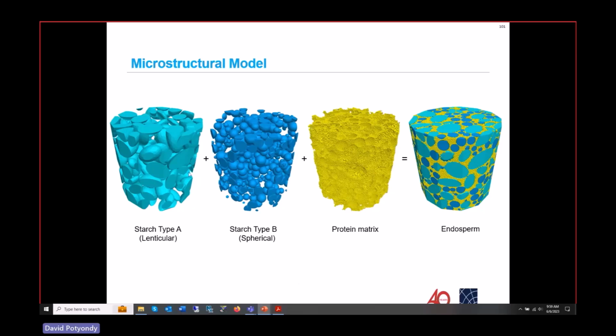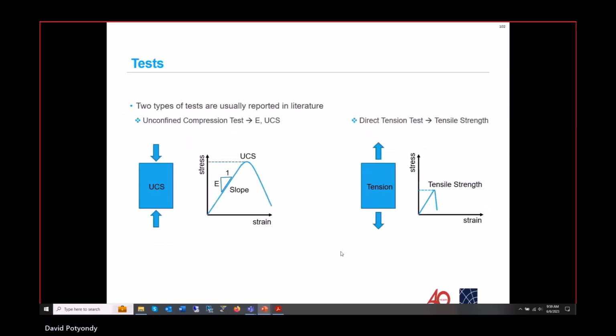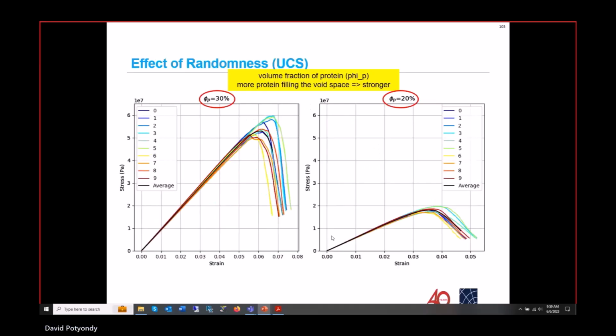This is what it looks like if you look at each of the individual components. So this protein matrix is filling all the space. That's why we use small little yellow guys. Then we performed the test. You guys know all about this, the UCS test, the tension test. And this is what this looked like.